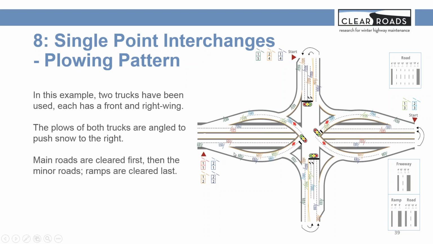So here, the 2 trucks in formation: truck 1 uses both front and right wing to clear the left lane. Truck 2, behind truck 1, uses both front and right wing to clear the right lane. From this formation, they proceed to clear the major road eastbound, turn around, keep formation, they clear the other direction, and then come back to the same point.